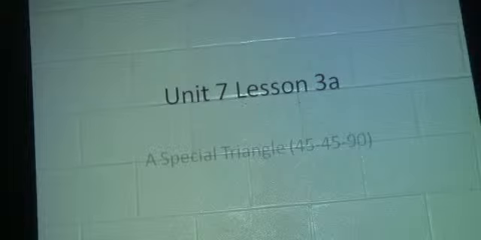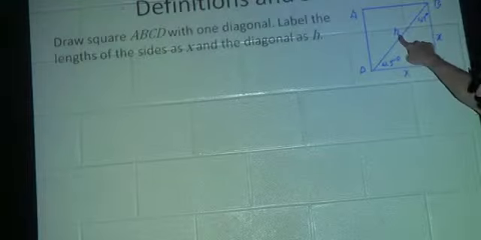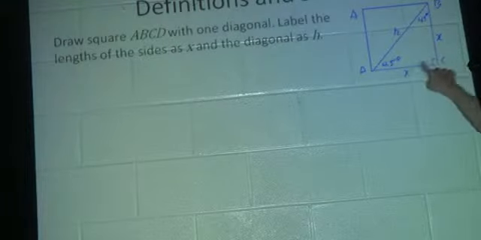Okay, so there are some special relationships that you need to be aware of with these. Alright, for some definitions, here's what we've got. We've got a square ABCD with one diagonal. Label the lengths of the sides as x and the diagonal as h. And the reason it's labeled h is because that stands for the hypotenuse of the right triangle that's formed here.